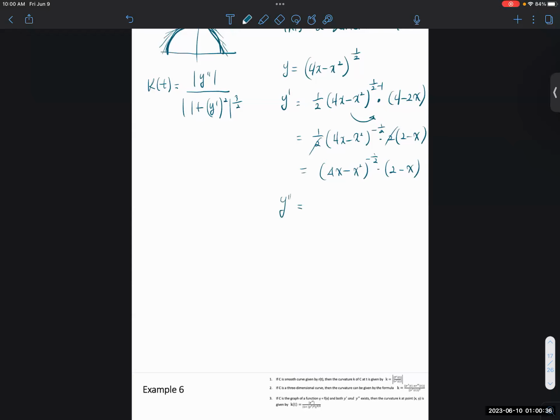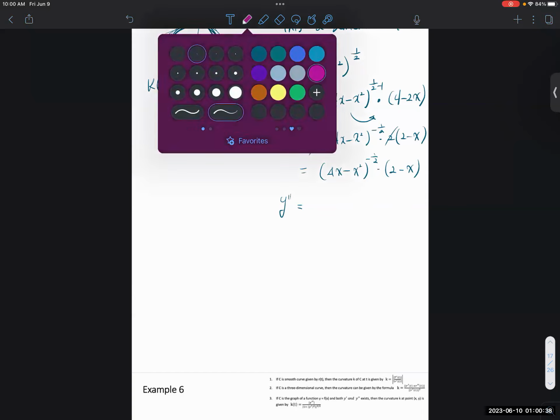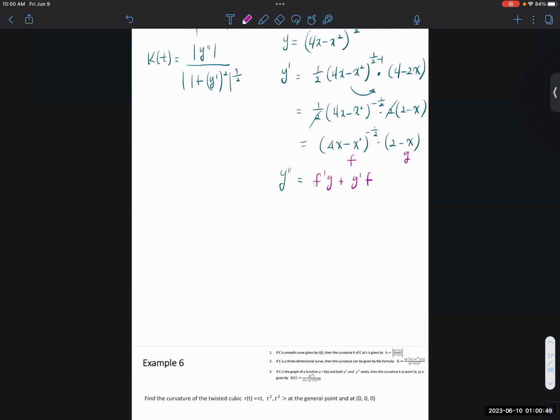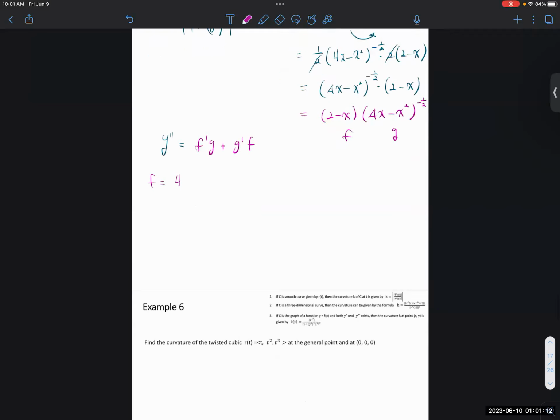I want to find y double prime, so take the derivative one more time. But this time, what happens? We have f and g, so the product rule: y double prime is f prime g plus g prime f. If you feel confused, I'm going to change the order because that's going to be better. Let's define f and g first: 2 minus x first, then (4x minus x squared) to the negative 1/2. So this is f and g.